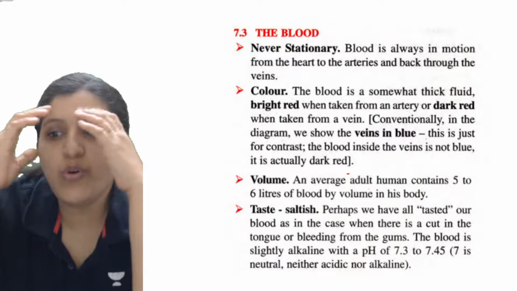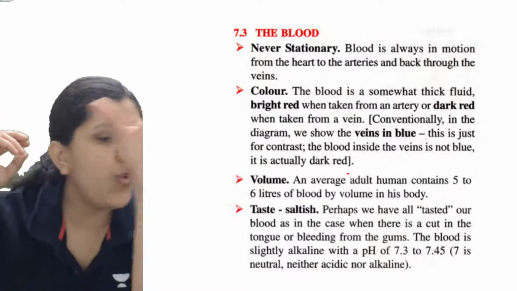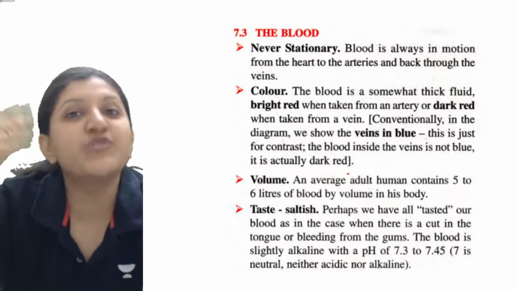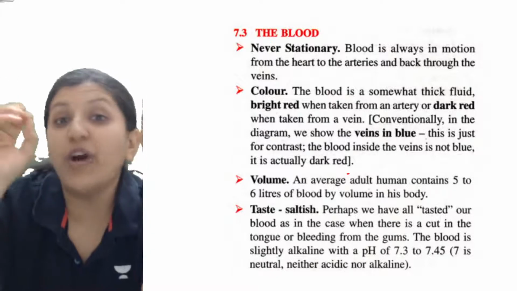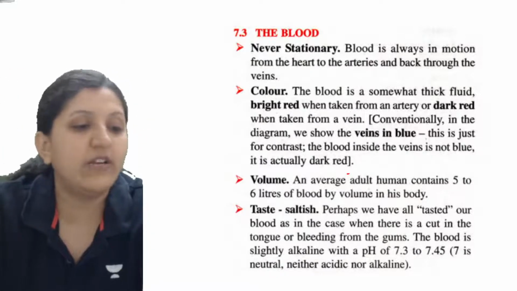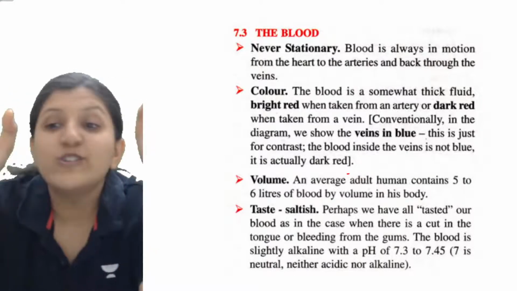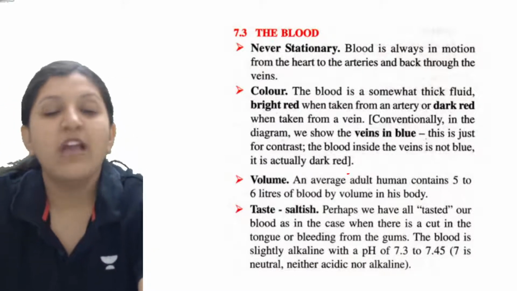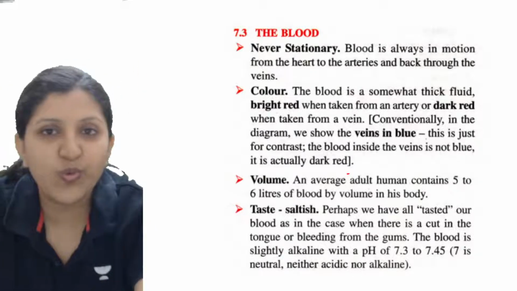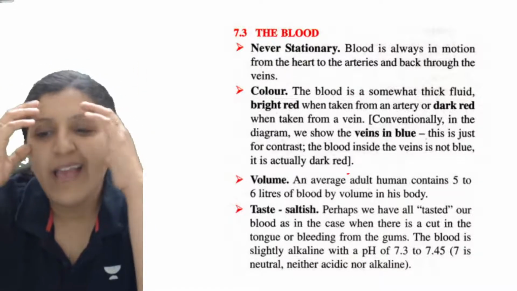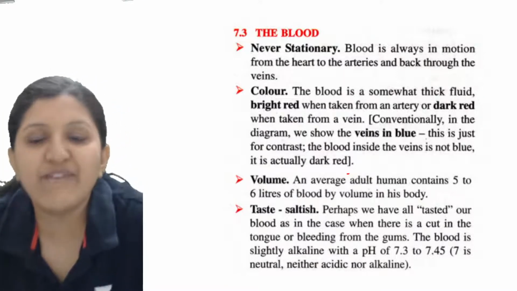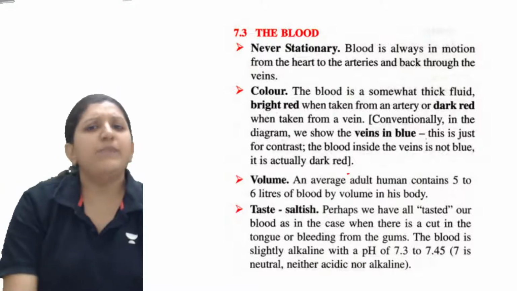Okay, so this is just for contrasting. What they have given, the veins in blue and the arteries in red, is just for your understanding, just to contrast. The actual color of the blood which is moving there is not blue. It is anyway dark red and bright red, so blood is always red only. There is no blue and red color.